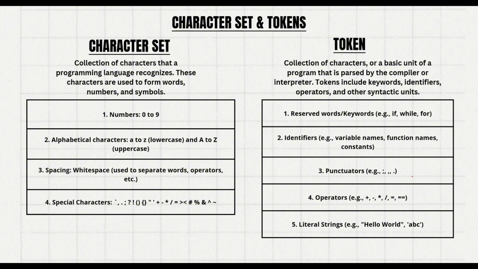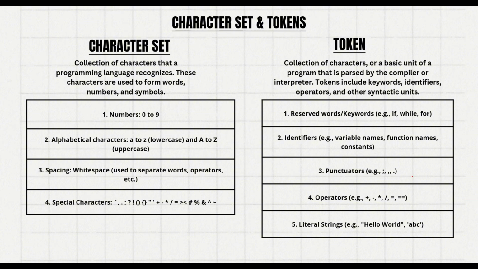First, we have numbers, which range from 0 to 9. These are the basic numerical characters that programming languages use. Alphabetical characters, which include both lowercase a to z and uppercase A to Z letters. These are used to form words and identifiers in code.